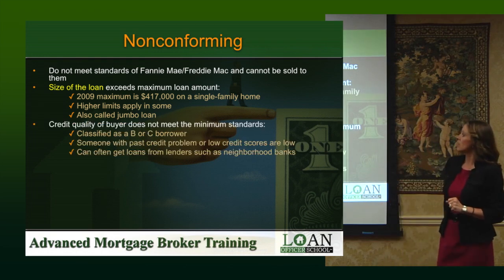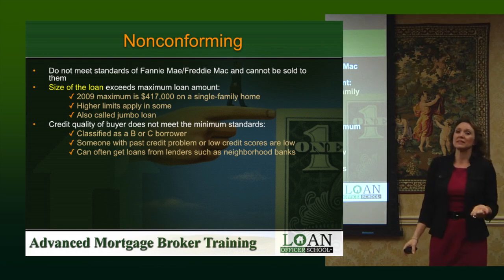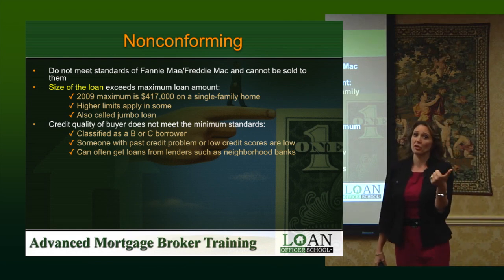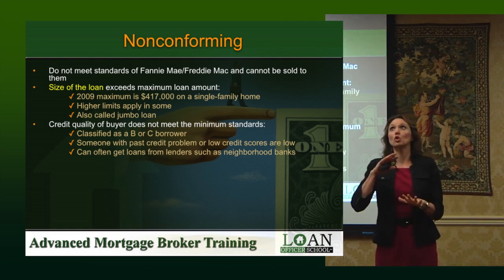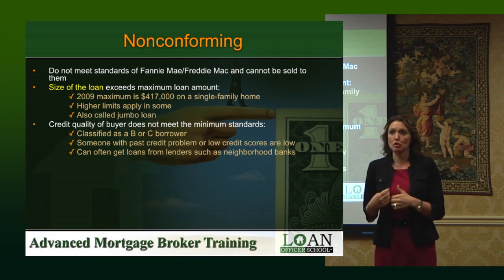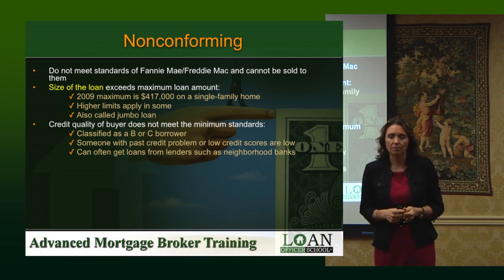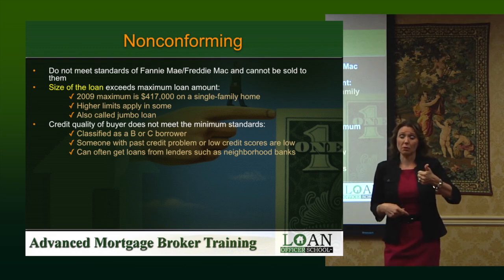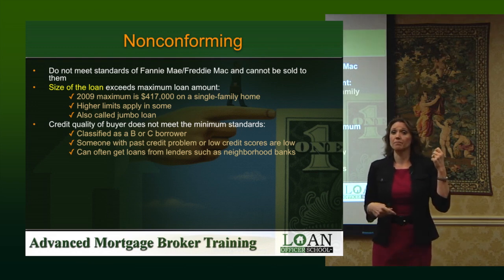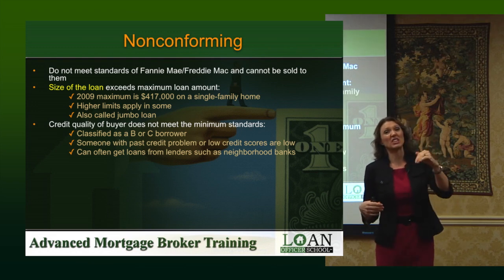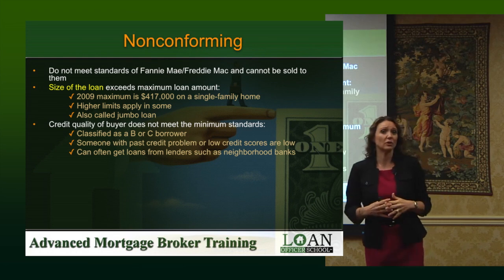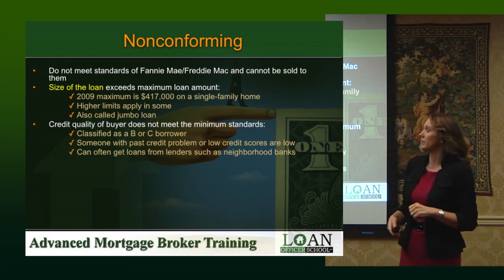Credit qualifying of borrowers may not meet the standards. Maybe you have the perfect credit score, but maybe you are lacking in the debt ratio. Your debt ratio is too high to be considered a Fannie Mae, Freddie Mac loan. So even though your credit's perfect, and your income's good, but you have a lot of debt, it's going to throw you out of conforming and put you into the non-conforming category.